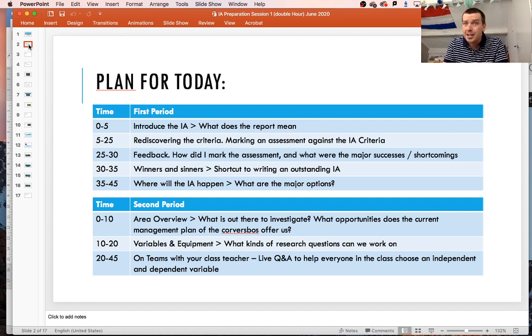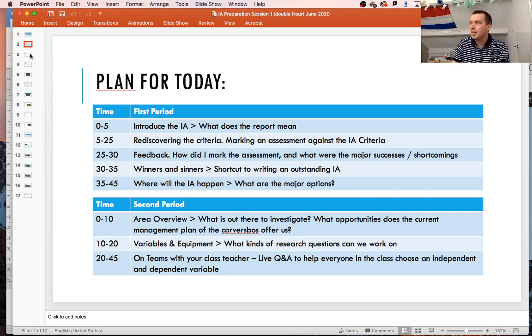And then finally, we'll take a first look at where the IA happens. That is going to be covered in this video for the first period. In the second period, you will go on to the second video, which goes into more depth about areas for investigation, variables and equipment. Then you'll be finishing off today's double period on Teams live with your class teacher with a bit of Q&A, and also the opportunity to speak to each other to help everyone in the class choose an independent and a dependent variable.